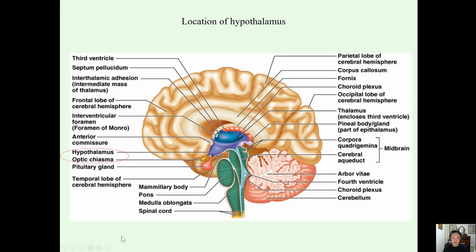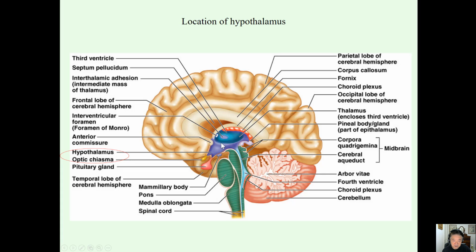Now here I'm going to show you a sagittal view of the brain. This is a human brain. Basically, this is a side view. Here is your cortex, and this is your occipital lobe. This is your cerebellum and brainstem. Right in the middle here, this is your thalamus. Underneath the thalamus, you have your third ventricle, and around the third ventricle here is your hypothalamus.